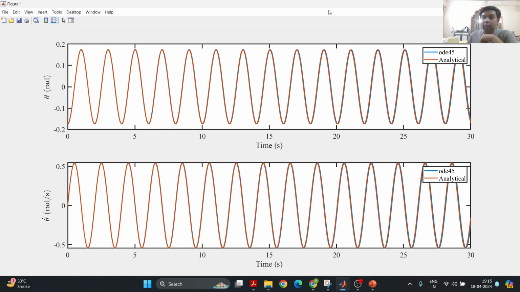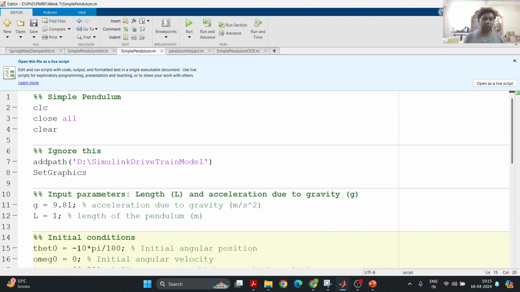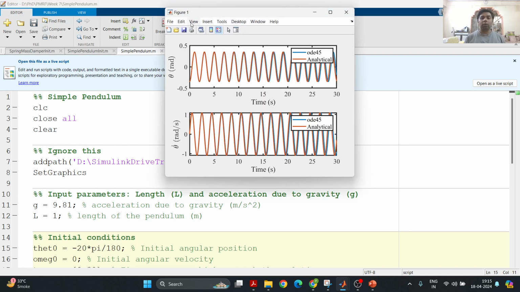So we can see that the solution that we get using ODE45 and the analytical solution are very close, and it is approximately, more or less, sinusoidal behavior with constant time period. But now as we increase the initial angle by which we displace the pendulum, let us see what happens now.